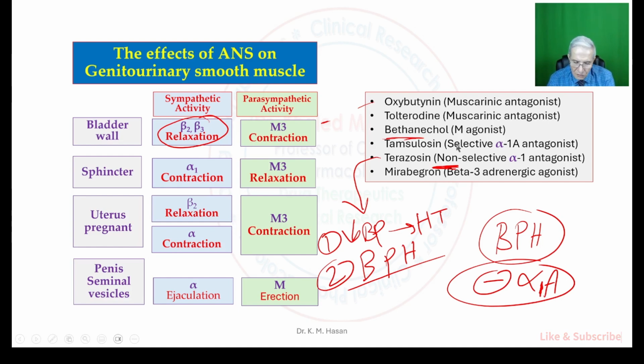So all these medications apply to our list here for the genitourinary system. As you can see, we have oxybutynin, tolterodine, bethanechol, tamsulosin, terazosin, and mirabegron. We need to remember what each one is: which one is an agonist, which one is an antagonist, which one is muscarinic, and which one is adrenergic, beta or alpha, agonist or antagonist.